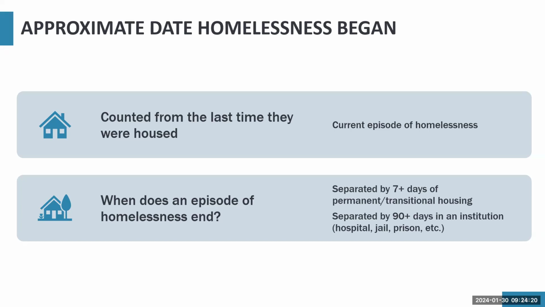The same thing for institutional stays. So if a person, even if they were in a homeless situation prior to that institutional stay, if they were there for 91 days or more and they walked into the homeless shelter today, today is considered the beginning of their current episode of homelessness. So the approximate date of homelessness would be today.